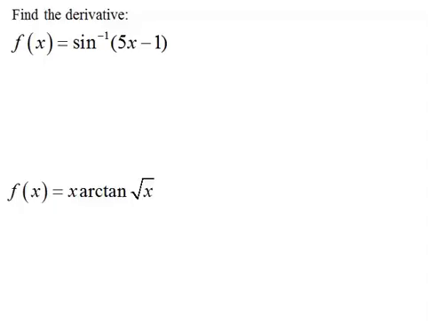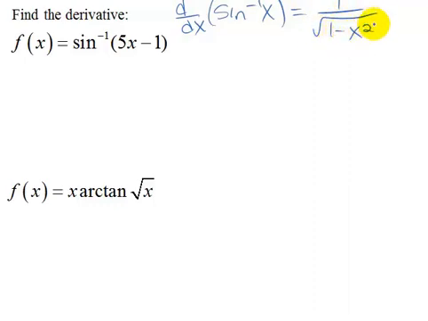We'd like to find the derivative of these inverse trig functions. First of all, I have the inverse sine of 5x minus 1. So it's not just inverse sine of x, we've got some stuff, but let's refresh our memories. What is the derivative of the inverse sine of x? And that is 1 over the square root of 1 minus x squared.